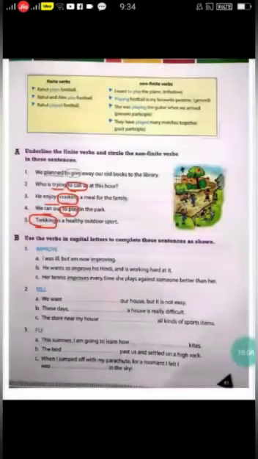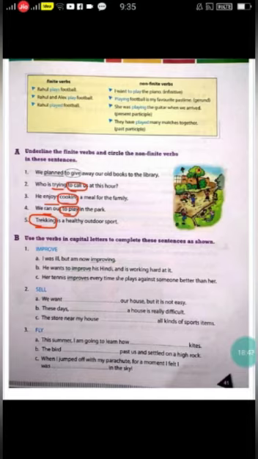Just below that A bit you can find B. Use the verbs in capital letters to complete these sentences as shown. Here the first verb given is improve. You need to use this verb in the sentences given, in the correct form which is suitable to the sentence, whether it is continuous tense, present tense or past tense, whether it is an infinitive verb, participle or gerund, whatever it is. You need to see which type of verb suits the sentences.